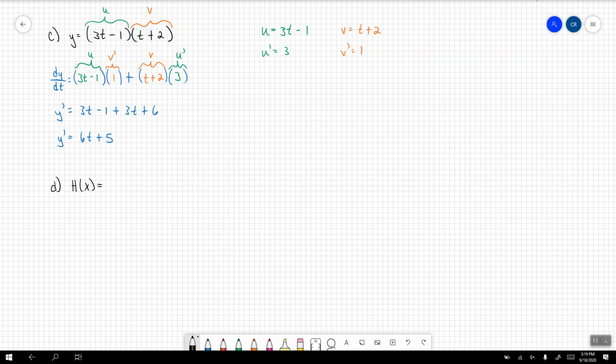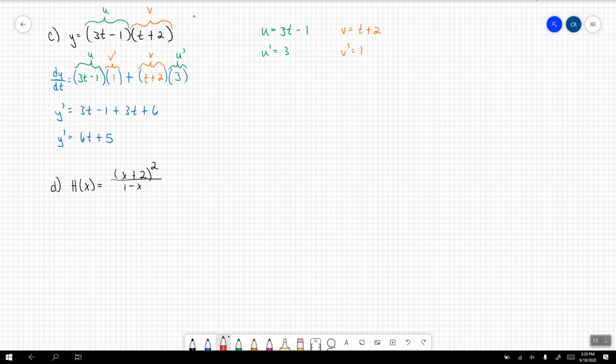Let's do h of x. What if we had h of x equals x plus 2 squared divided by 1 minus x? Okay, so if I have this particular function, when I'm asked to take the derivative, looking at my derivative here, I'm going to identify that I need my quotient rule.